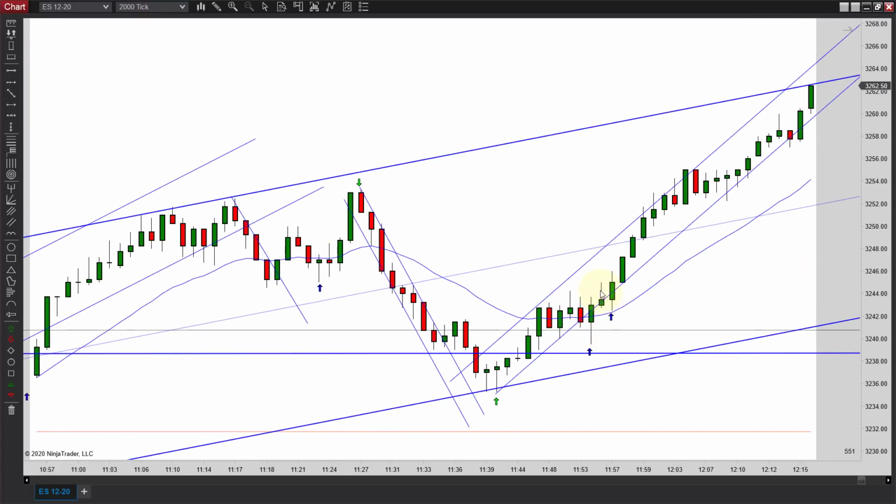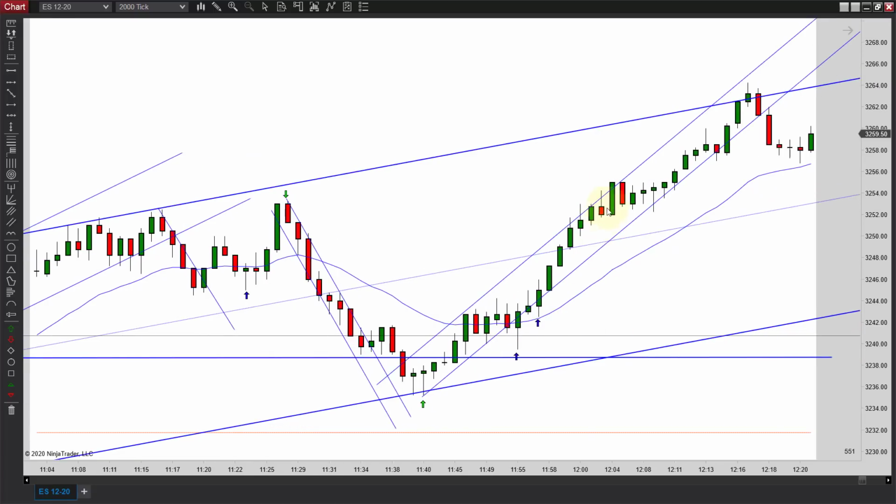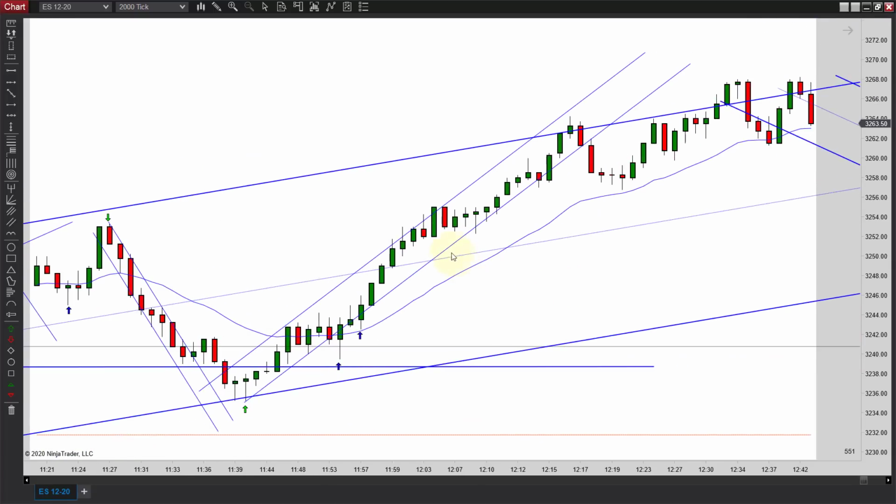This probably trapped people. People went long here and it trapped them back out, and then they have to jump back in again, and it rockets up like that. And then again, you're just kind of working sideways in congestion, way away from the EMA. I don't think you want to enter there.